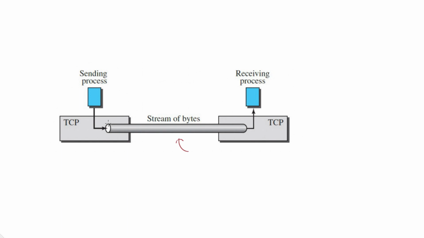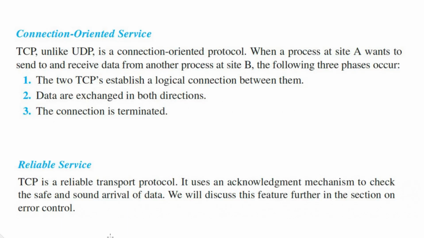And in this connection, TCP will be putting the stream of bytes. So TCP is connection oriented, which means that before you send the data, the two TCPs establish a logical connection between them, and then data is exchanged, and then there is another phase which is called connection termination. So in the third phase, the connection is terminated. So that's why we call it a connection oriented service. That is unlike UDP. UDP was a connectionless service. I mean, UDP did not have these three phases.